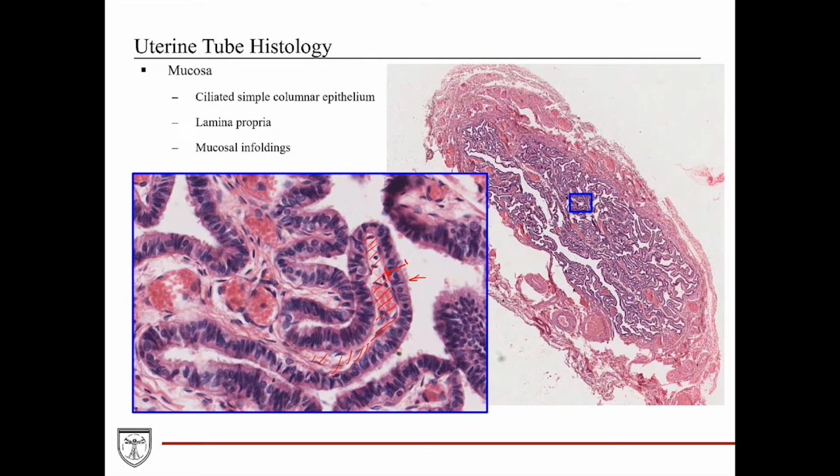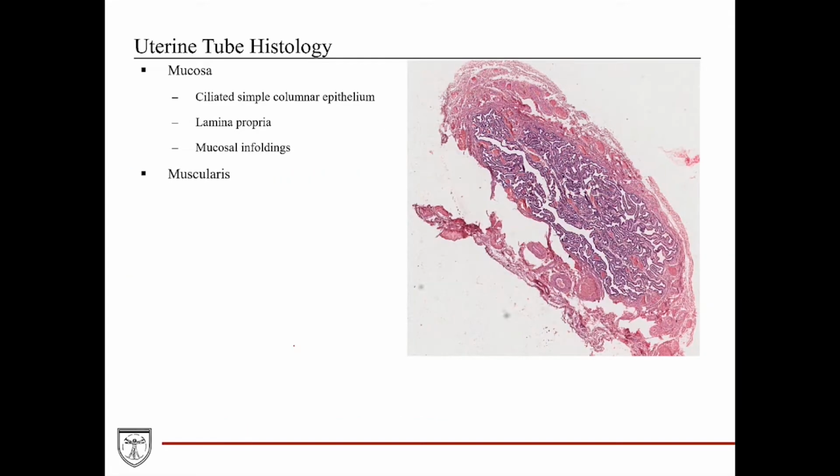thereby generating a current in the uterine fluids to assist in the movement of the oocyte as well as the conceptus. Outside of the mucosa, there's a thin layer of smooth muscles that can contract in a coordinated sequence to essentially generate peristaltic movement, thereby once again assisting in drawing the oocyte and or conceptus towards the uterine cavity as well.